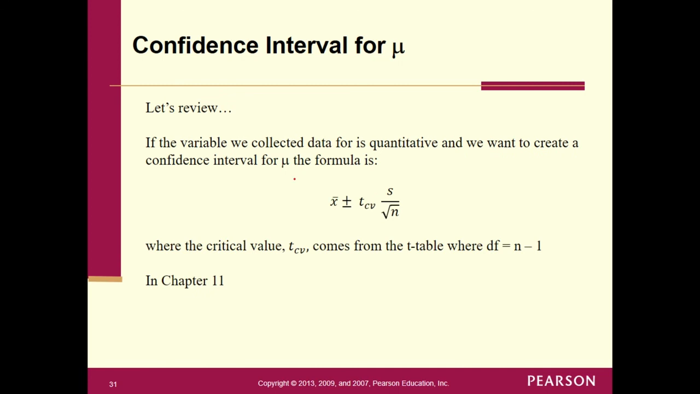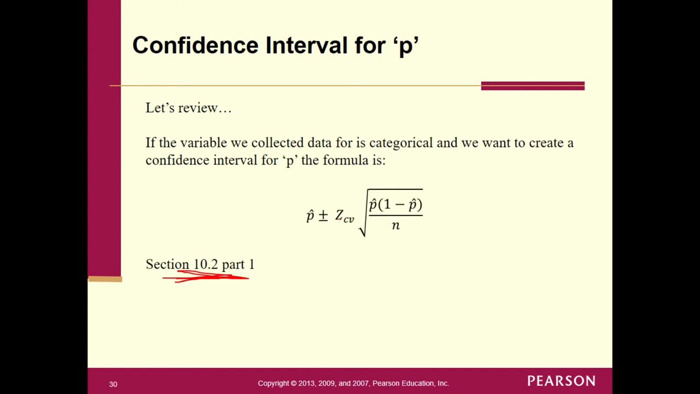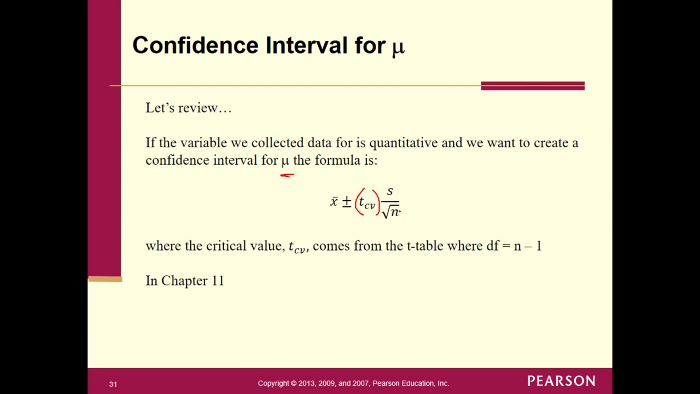And if we're creating a confidence interval for mu, here's the formula. The point estimate would be x bar plus or minus the critical value coming from the t-table, degrees of freedom at n minus 1, times your standard error, s divided by the square root of n. So these are being multiplied, just like over here, this is being multiplied by the standard error. So that's the formula for the confidence interval for P, and the formula for the confidence interval for mu. And we're going to study this one when we get to chapter 11.